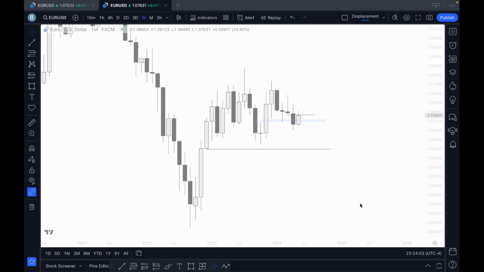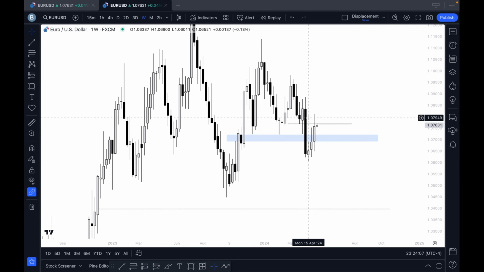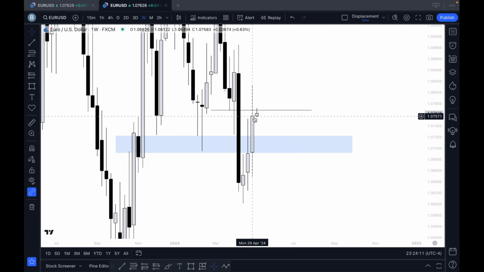Let's come back to the weekly time frame. In the weekly time frame, we have tapped the order block. And we have also closed above this high, but it's okay.